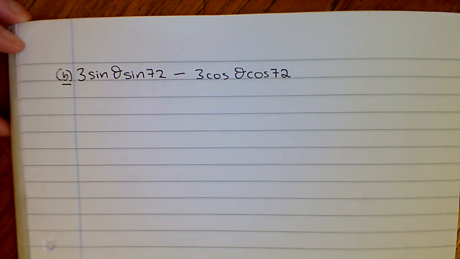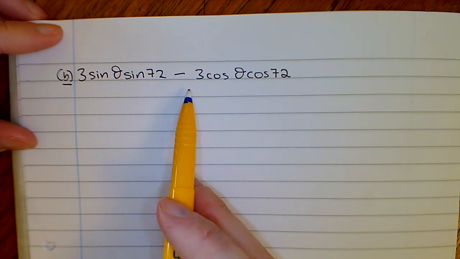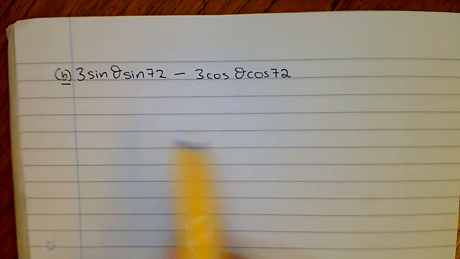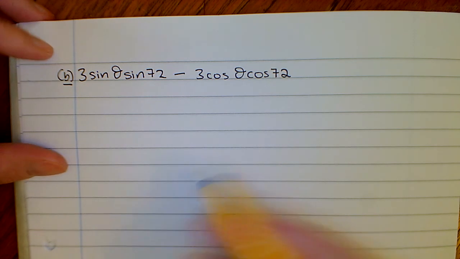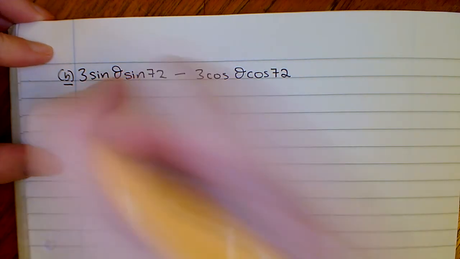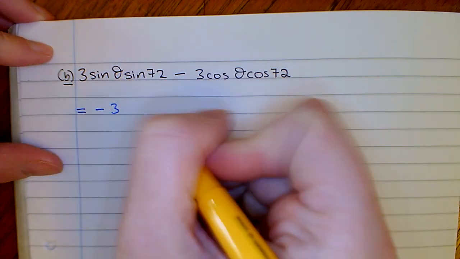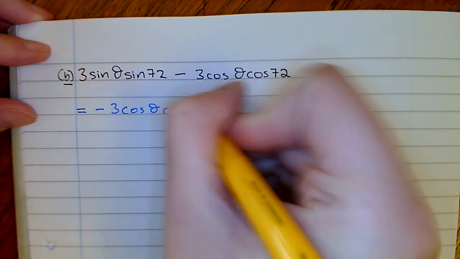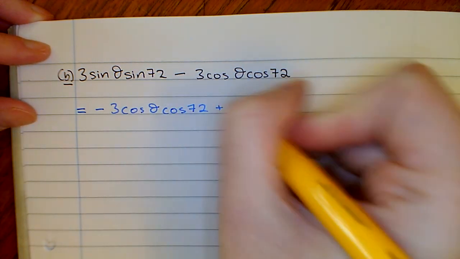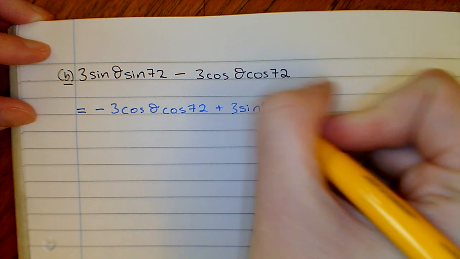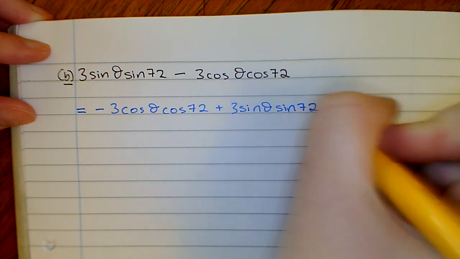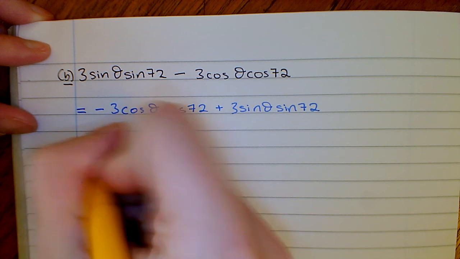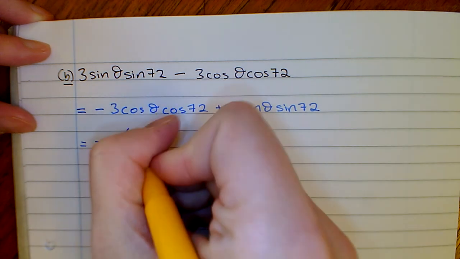Okay, and our next one then, 3 sine theta sine 72 minus 3 cos theta cos 72. So you notice the cos one, because it's got a cos and a sine, but it's not in the order that we want it, so we're going to need to change that round to minus 3 cos theta cos 72 plus 3 sine theta sine 72. Now we want to get rid of this minus 3, so we're going to factorise.